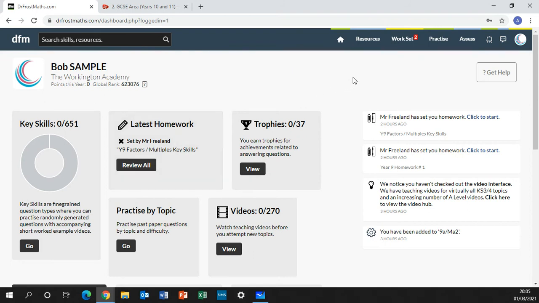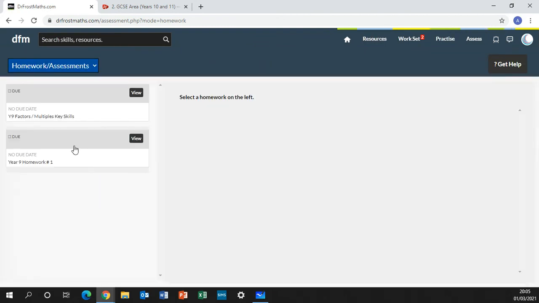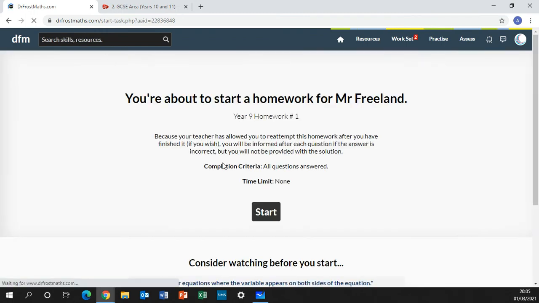As you can see, I've just logged on with a sample account here, and there's a whole load of different options. The first one obviously is the homework that your teacher will set. As you can see, that's set here, latest homework. You can click on here and review all. And then down here, you can see there's a little homework, for example. Then you can start the homework and complete it, and your teacher gives you nice feedback for each little question as you go through.